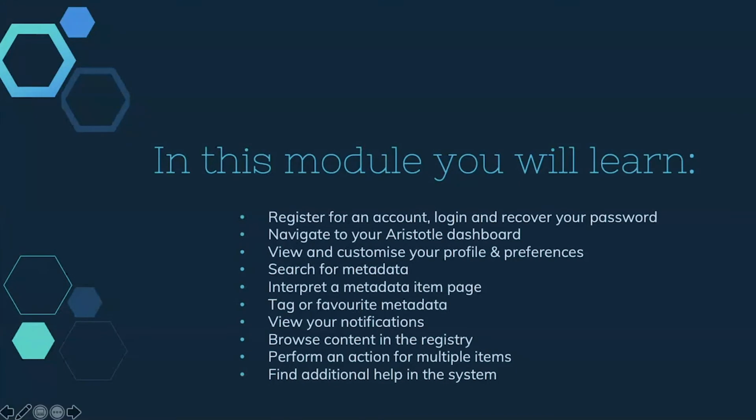So in this module, you will learn how to register for an account, how to log in and recover your password, how to navigate to your Aristotle dashboard, and how to navigate the dashboard itself, how to view and customize your profile and preferences, searching for content, how to interpret a metadata item page, how to tag and favorite content, how to view and delete your notifications, how to browse for content in the registry, how to perform an action for multiple items, which we call bulk actioning, and how to find additional help in the system.